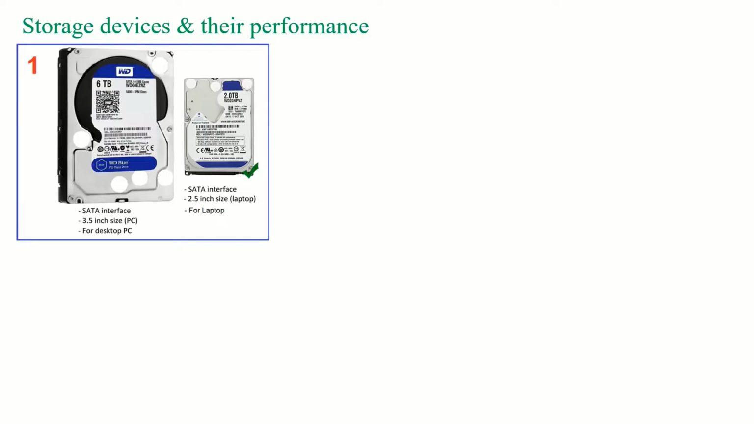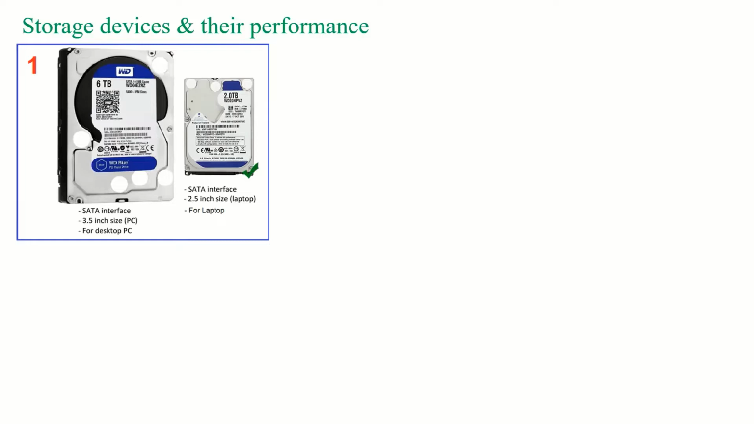SATA hard disks cost less and are typically 75% more affordable than the latest technology of SSD hard disks. These hard disks have mechanical moving parts such as a spindle motor, read-write arm, etc.